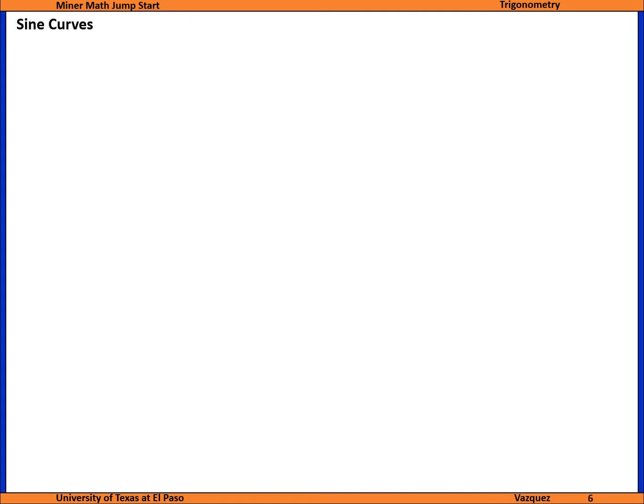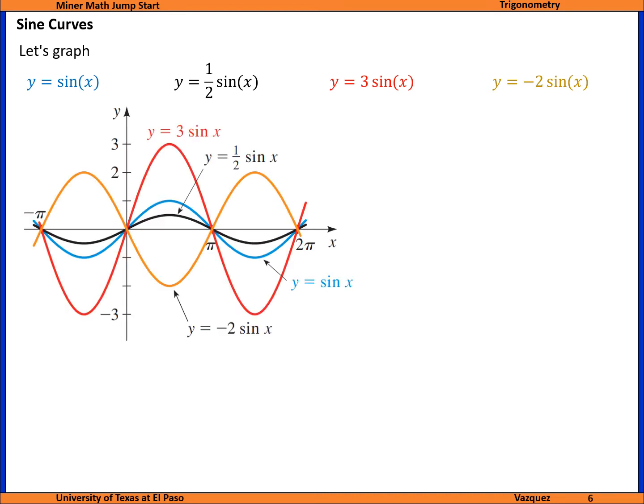All right, now we can take a look at sine curves. I'm going to show you what all these functions look like. What happens if we put a coefficient, meaning a number, in front of the function sine? We have the one in blue, y equals sine x, our regular function. We have the one in black, which is 1/2. We have 3, and then we have a negative number, which we know reflects it. So let's go ahead and take a look at how these look.